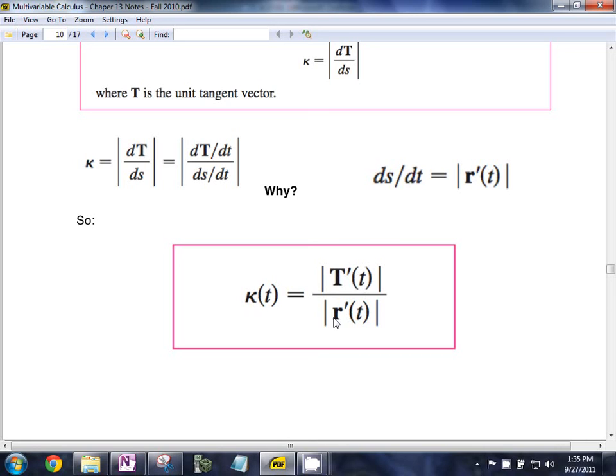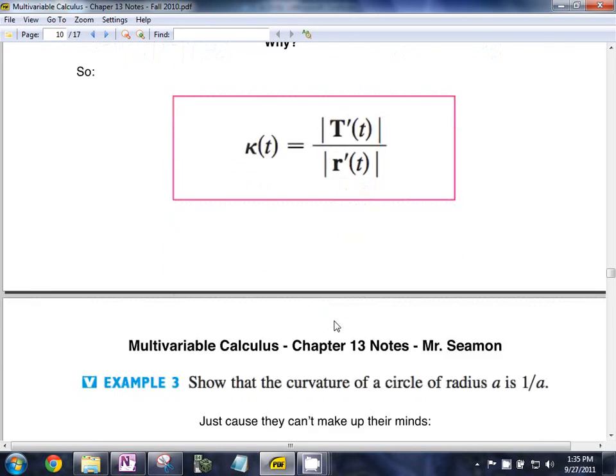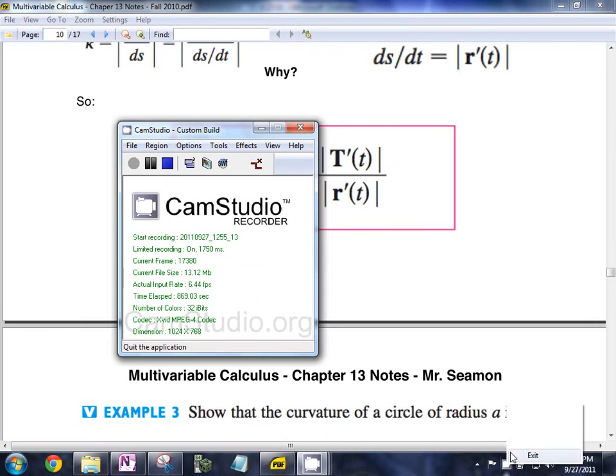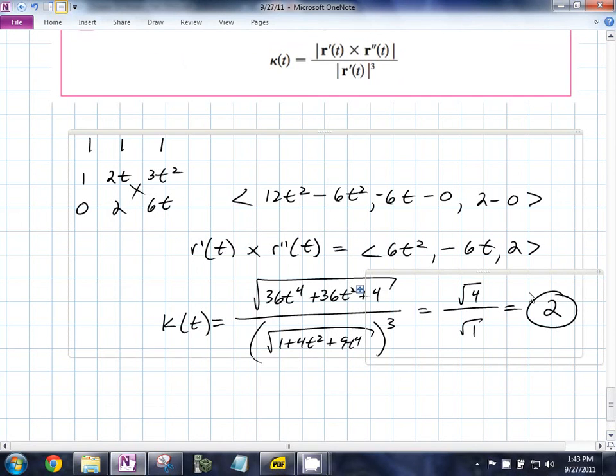Do you want to do one of these? Let's do one of these. Sometimes you get clean answers, sometimes you don't. Yep, you have 0 curvature. Are you okay with that?